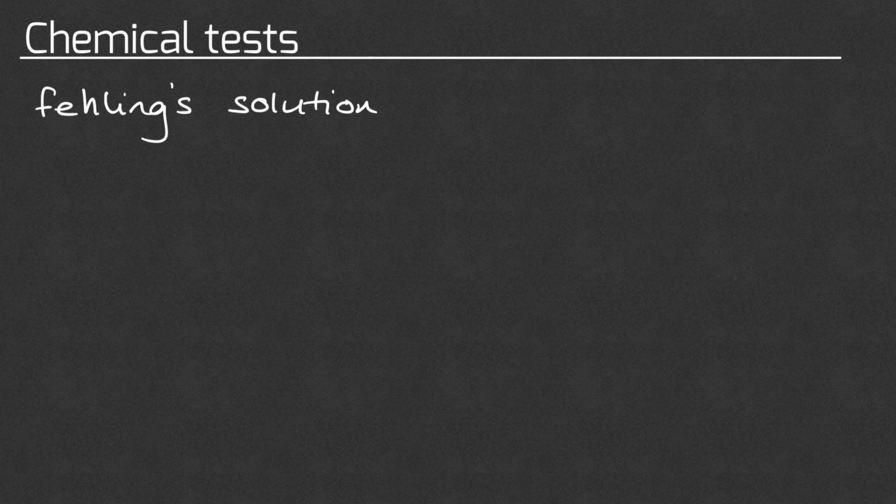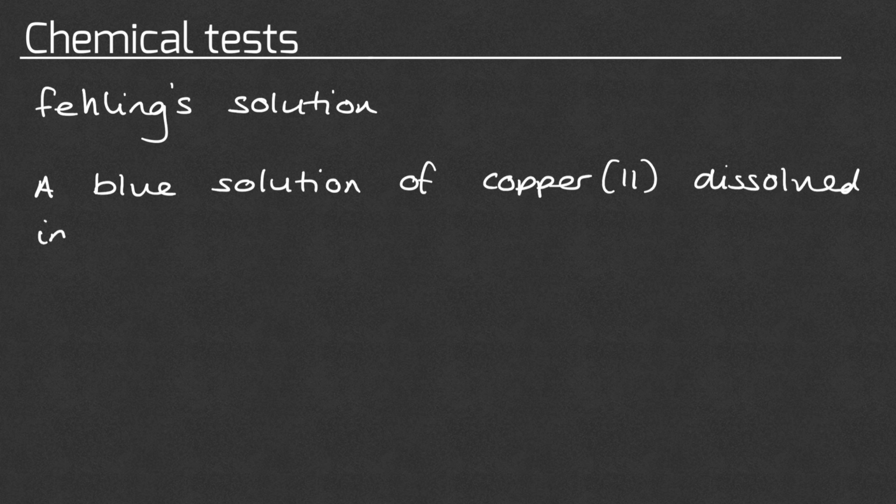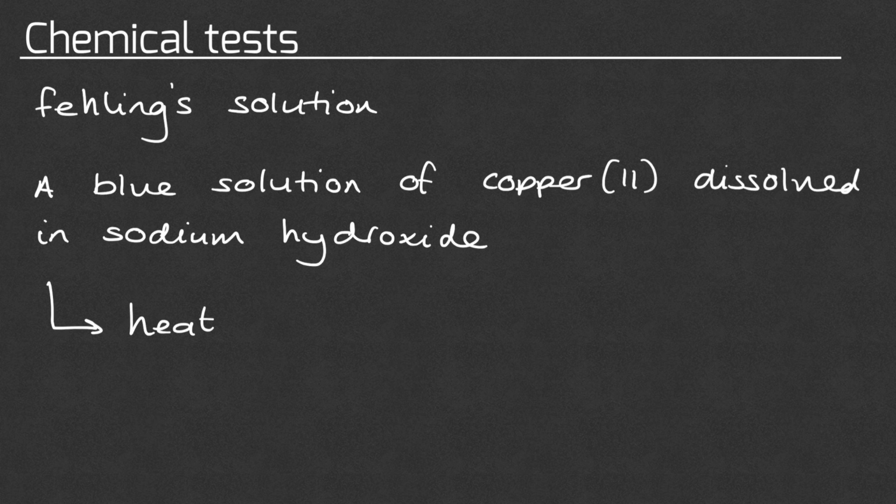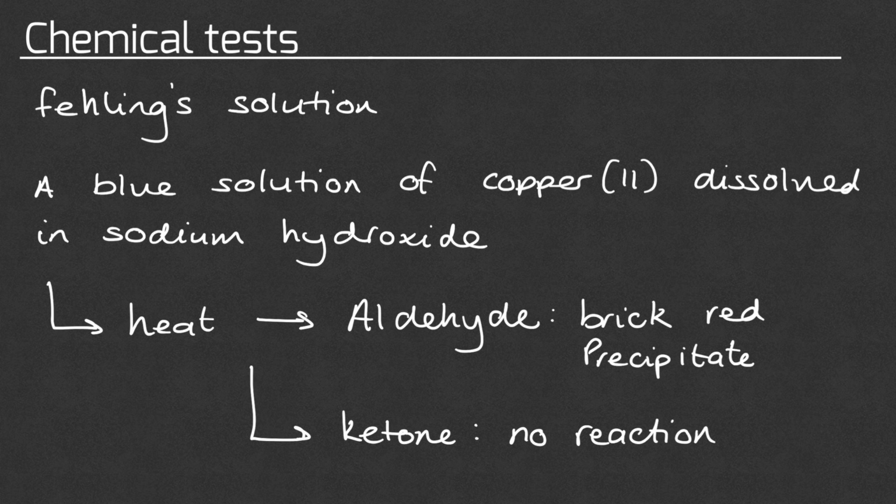Using Fehling's solution is the second test for aldehydes and ketones. Fehling's solution is a blue solution of copper-2 ions dissolved in sodium hydroxide. As with Tollens reagent, you can just call it Fehling's solution. You don't have to go into detail as to what it contains. Again, like Tollens, you'll need to heat it up once you've added it to your sample. And then in the presence of an aldehyde, you'll form a brick red precipitate. If a ketone is present, there'll be no reaction.